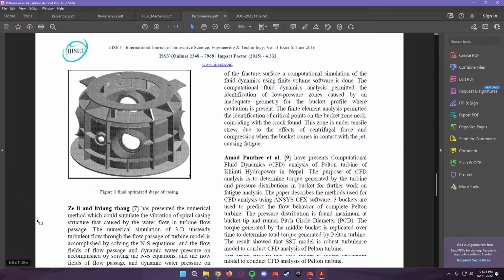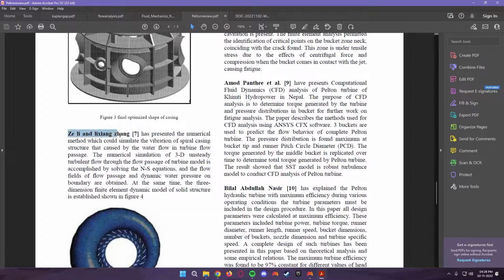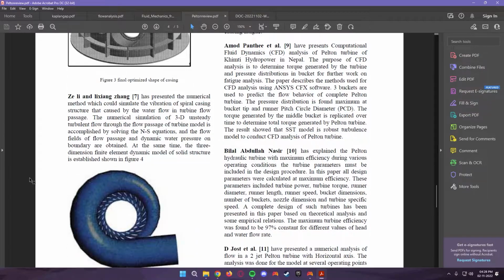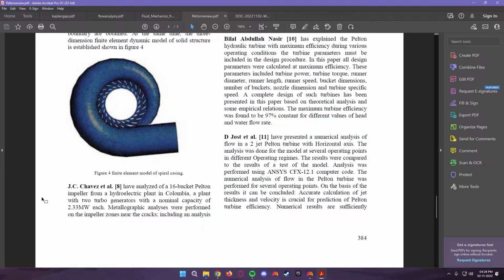Next, Ji Li and Lexing Chongling have presented a numerical method which could simulate the vibration of the spiral casing structure caused by the water flow. The turbulent flow through the flow passage of the turbine model is accomplished by solving the NS equation. This is a diagram of the finite element model of the spiral casing.